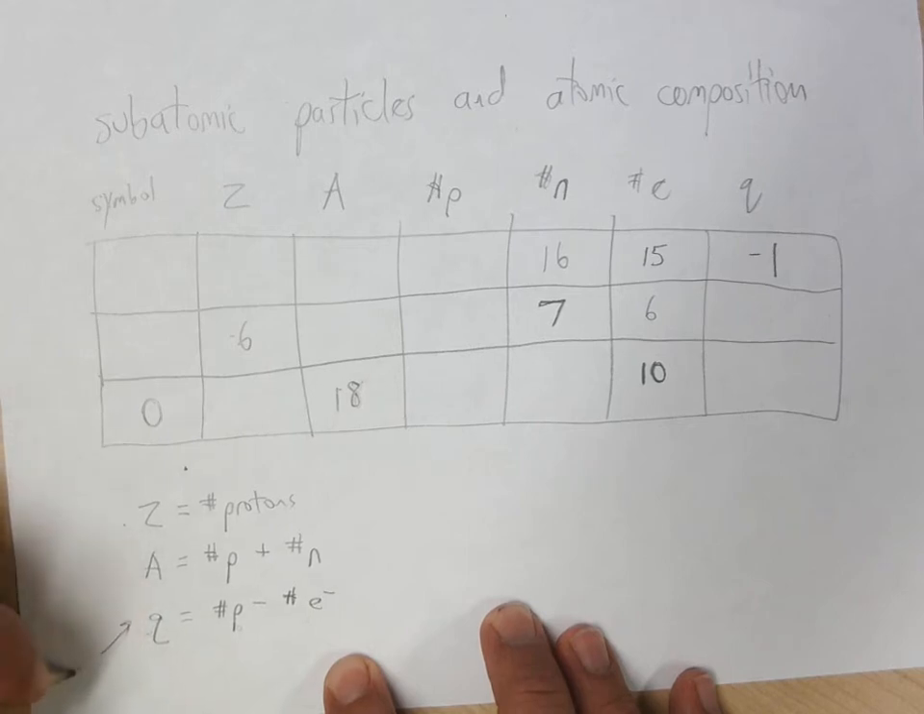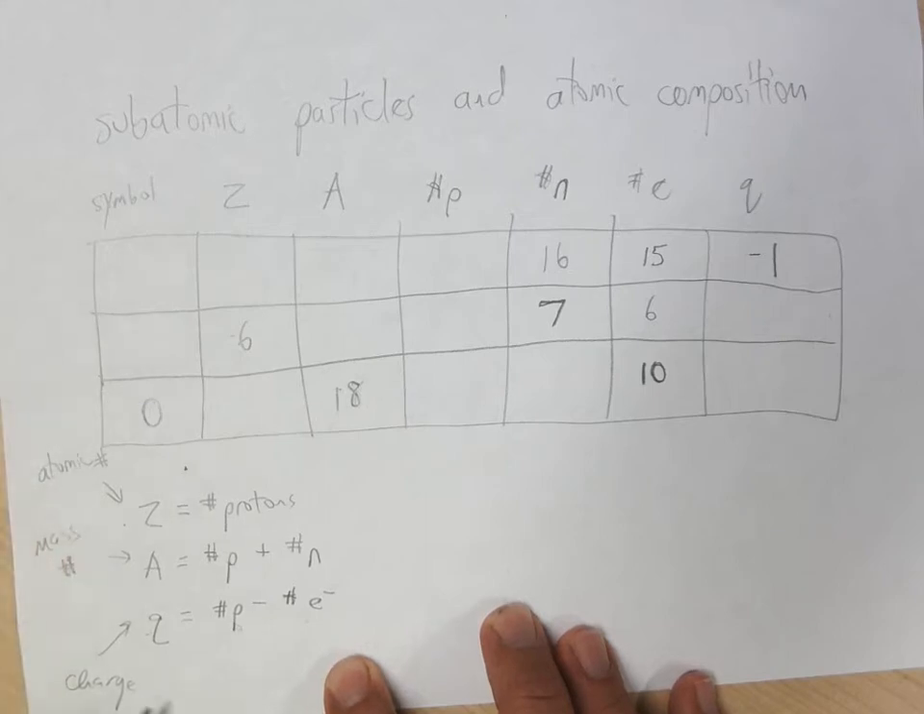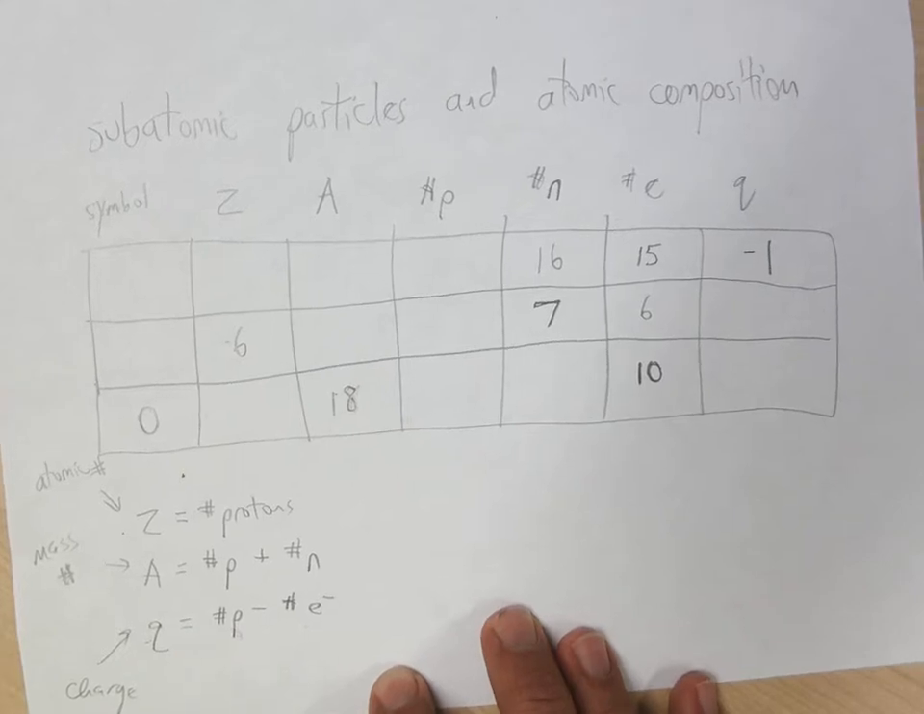So Q being charge, Z being atomic number, and A being mass number. Each one gives us some particular information. Often I just think intuitively, if there's 2 more electrons than protons, something's going to have a -2 charge. But regardless, let's dive into this and see what we've got.